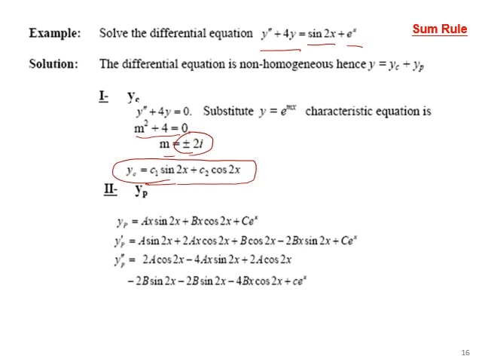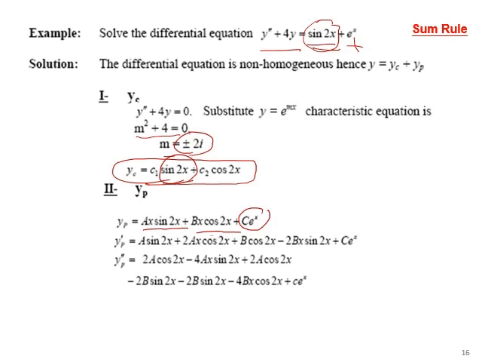Before I go further, there is cosine 2x here, and there is sine 2x in the function. What we need here is modification. Now have a look. For exponential, I have no problem. I wrote it directly, c exponential x. But because there is similarity here, this is sine 2x and this is sine 2x, I will not write sine 2x plus cosine 2x. No. I will multiply by x. I will say ax sine 2x plus bx cosine 2x. This is the particular solution.